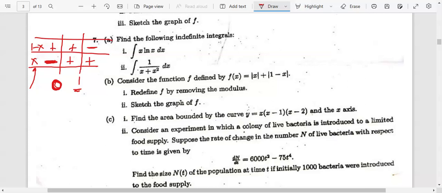I don't know if it's okay now. All right. So now we can redefine the function f of x.